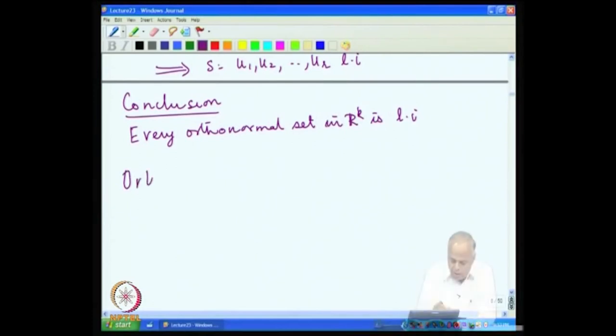But now, let us look at what this means. An orthonormal set is automatically linearly independent, and the moment you have a linearly independent set, you wonder whether it is a basis. For that to be a basis, it must also span the space. So, an orthonormal set will become a basis since it is already linearly independent. The only further requirement is that it spans the space. This leads us to the notion of an orthonormal basis for R^k.